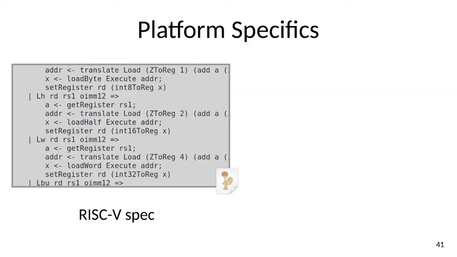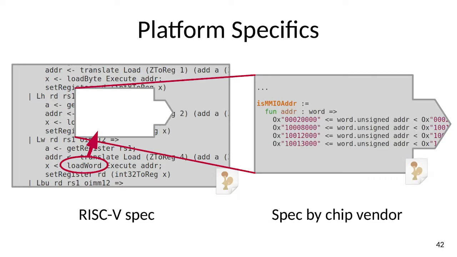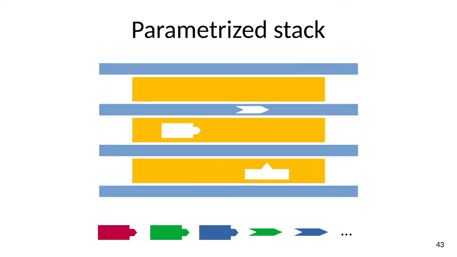And we're doing the same thing in Coq. On the left, you can see how we define the load half and the load word instruction. And the definition of the load word instruction contains a placeholder function called load word, which is just a hole for the behavior of what happens when you load a word. And then in another document, you have to fill in the details, such as, for instance, saying which addresses are considered as memory-mapped I/O addresses. And again, together, these two form the complete specification.